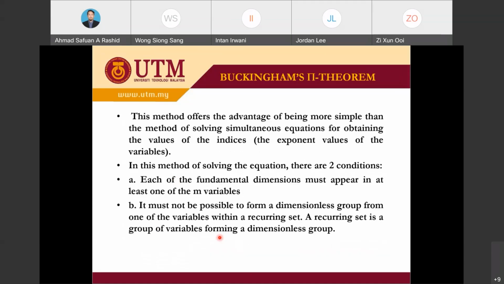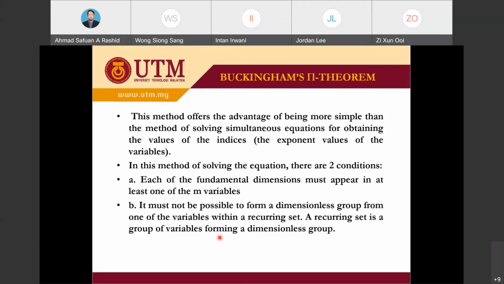This method offers the advantage of being simpler than the method of solving simultaneous equations for obtaining the values of the indices. So this method is easier and simpler compared to other methods.